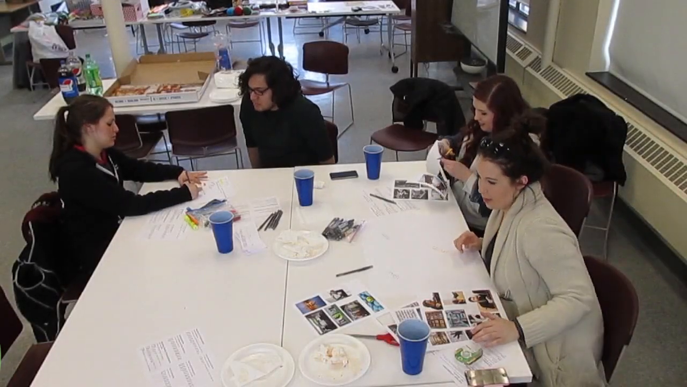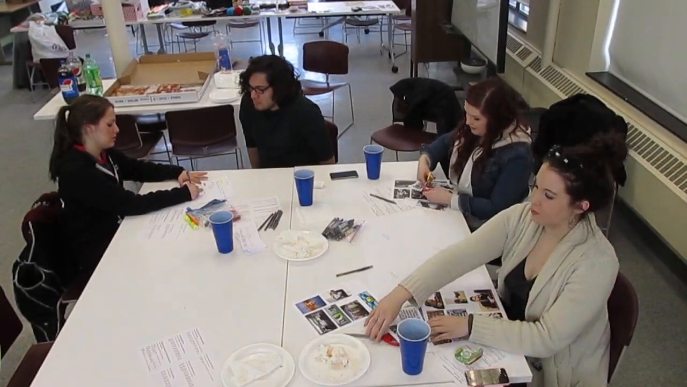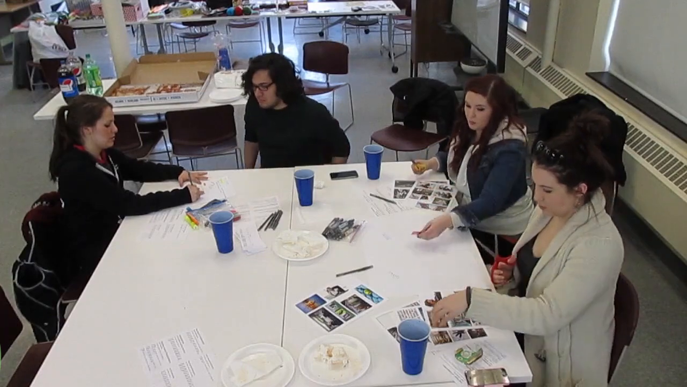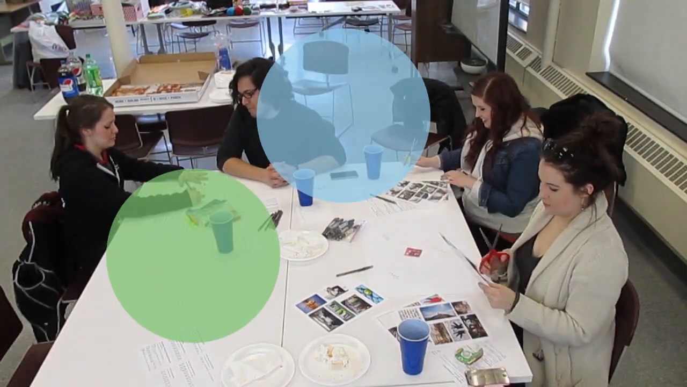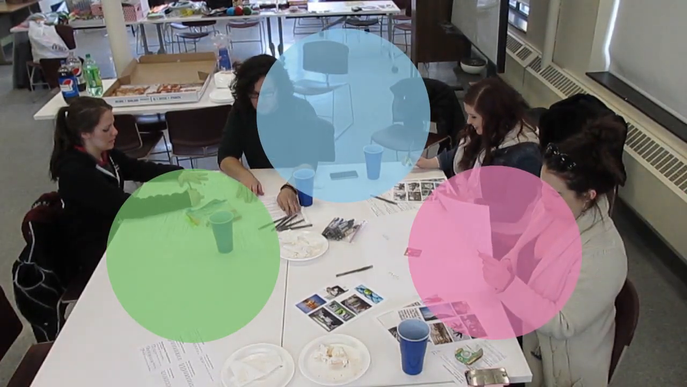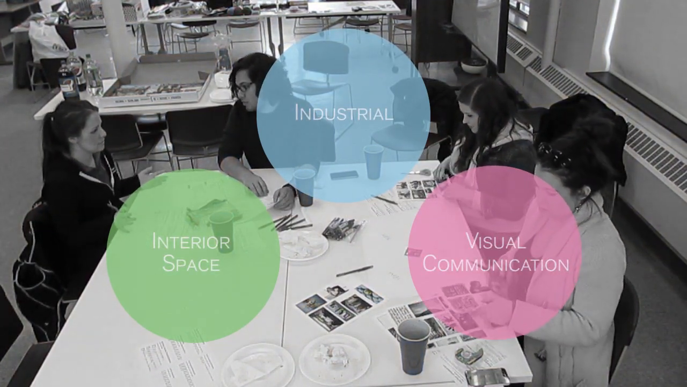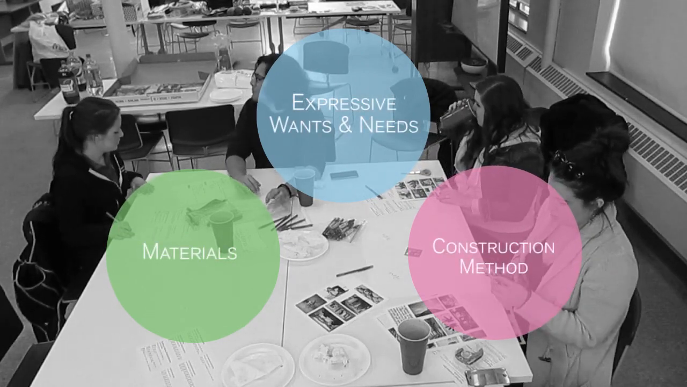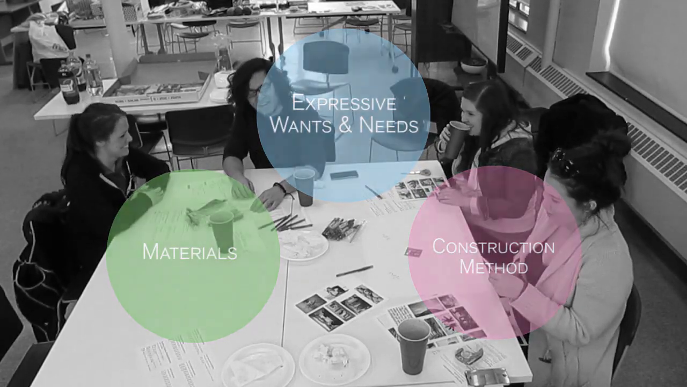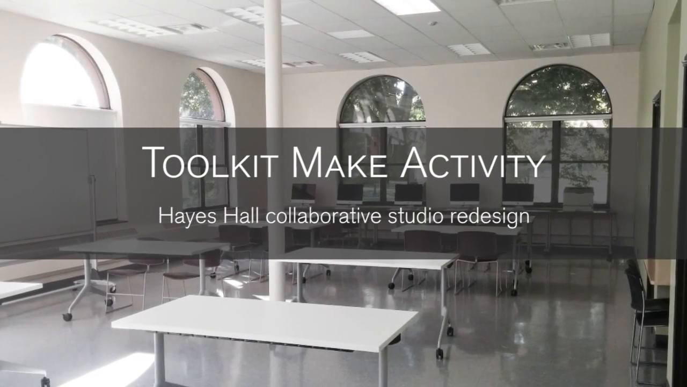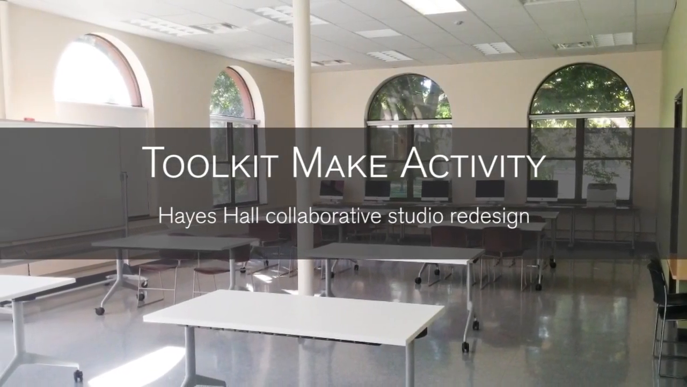To examine human preference, design student toolkit interactions are studied. Research methodology employs 3 toolkit construction methods, each designed by students to exemplify characteristics of the corresponding design discipline taught at OSU. Particular attention is paid to subject material and construction method selection to gather information about the subject's expressive wants and needs. Subjects are grouped by major, but receive the same set of materials and prompt to redesign the collaborative studio space in Hayes Hall using one of the following construction methods.